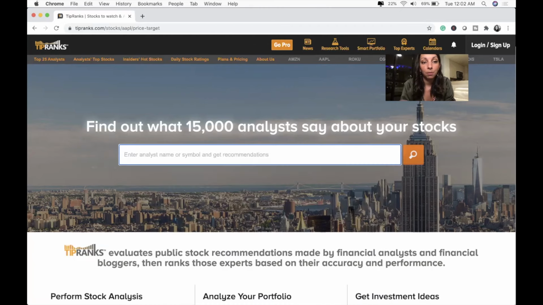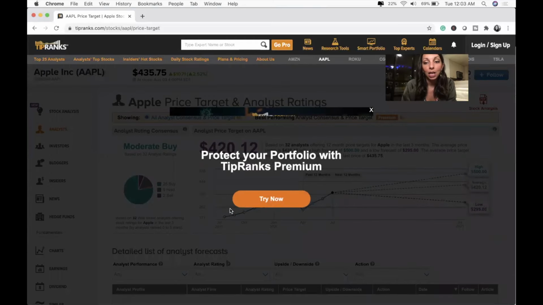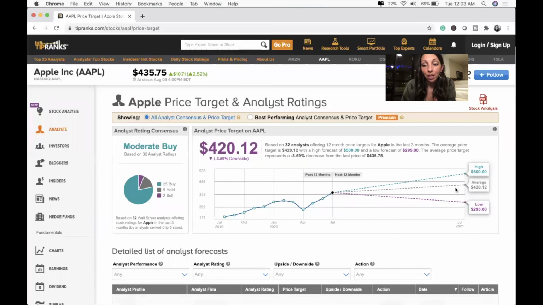So that is their symbol, AAPL, or you could just enter the word Apple. What this shows us is the left-hand side of the screen shows the past 12 months of performance, and the right-hand part of the screen shows what analysts expect the stock to do over the next 12 months. The middle line is the average of what analysts believe the stock's going to do, and it says 32 analysts have reviewed this and offered a 12-month price target.